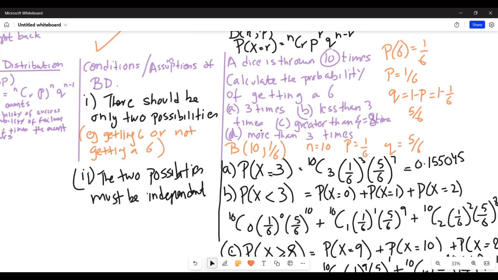After that, probability of success is a constant.